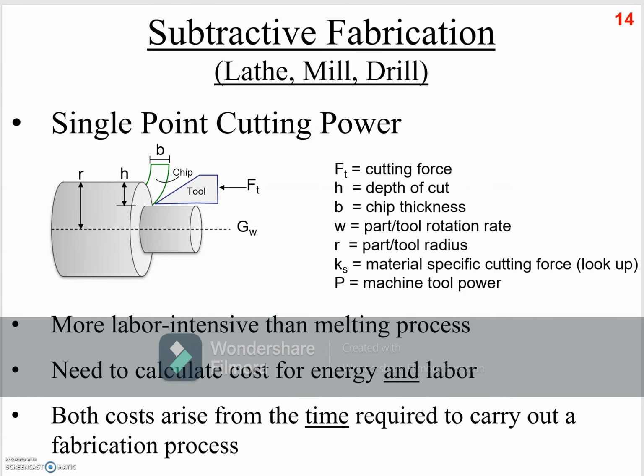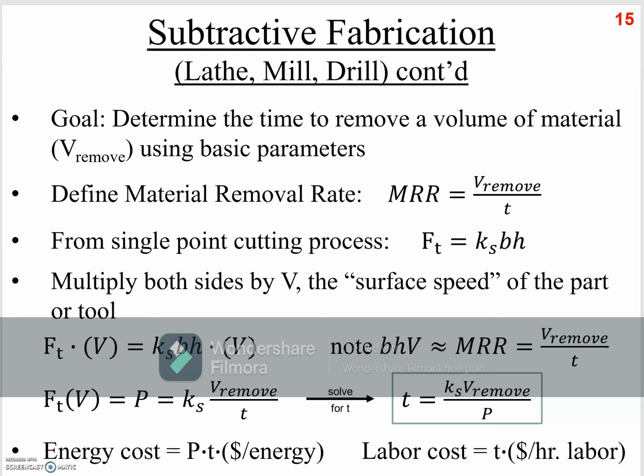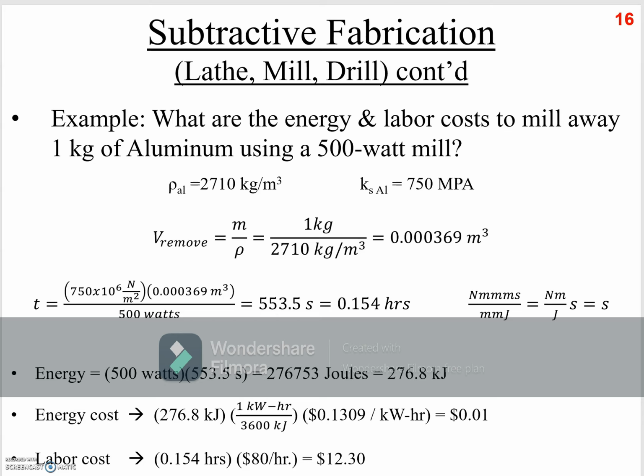So for subtractive fabrication, which includes lathe, mill, drill, this is more labor intensive than the melting process. So you do need to calculate cost for energy and labor. Both costs arise from the time required to carry out a fabrication process. Both energy costs and labor costs can be found using the time required to remove a volume of material using basic parameters. Here is a subtractive fabrication example.